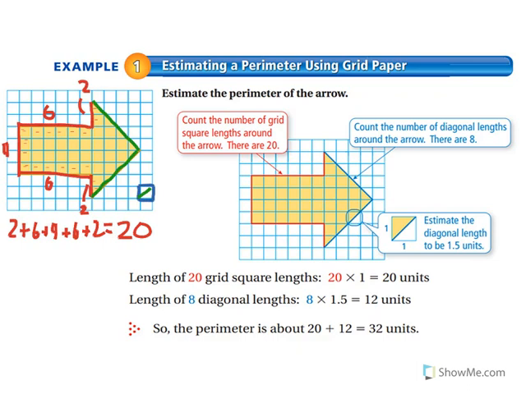So we're going to look at how many diagonals we have. We have 1, 2, 3, 4, and then 1, 2, 3, 4. So I have 4, 4, a total of 8. I'm going to multiply that by 1.5. Again, that 1.5 is approximately the length of that diagonal. So when I do 8 times 1.5, I get 12. Then all I have to do is add 20 plus 12, giving me about 32 units.